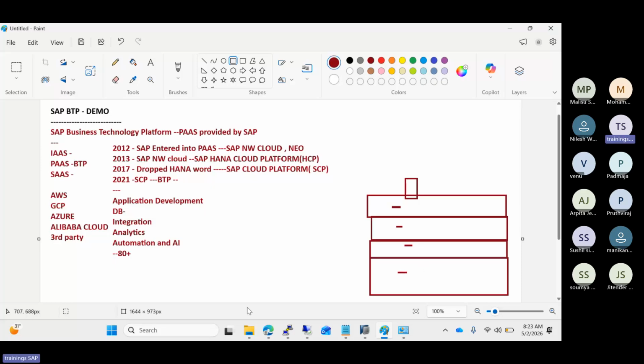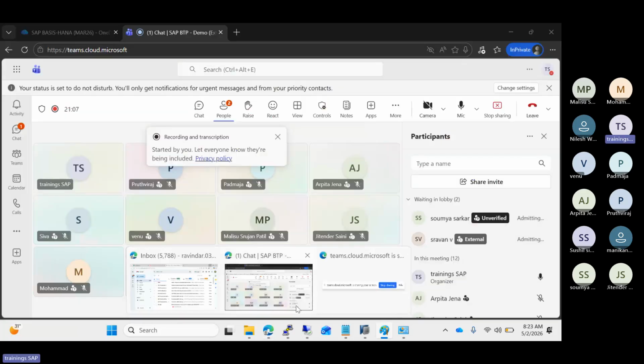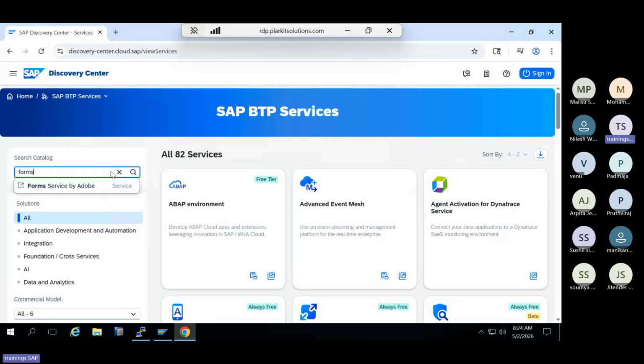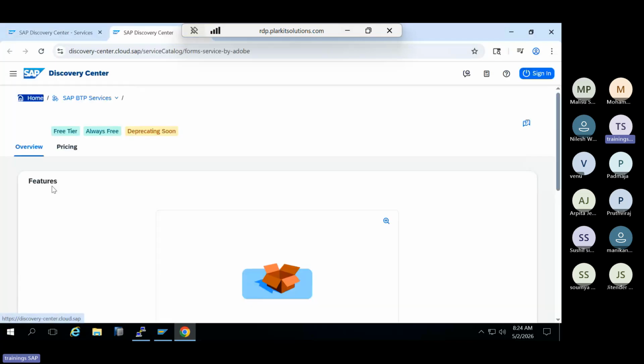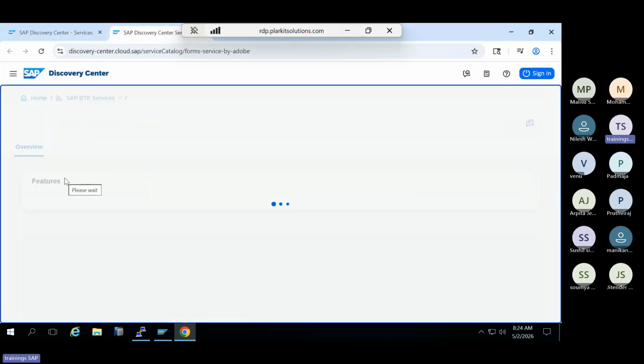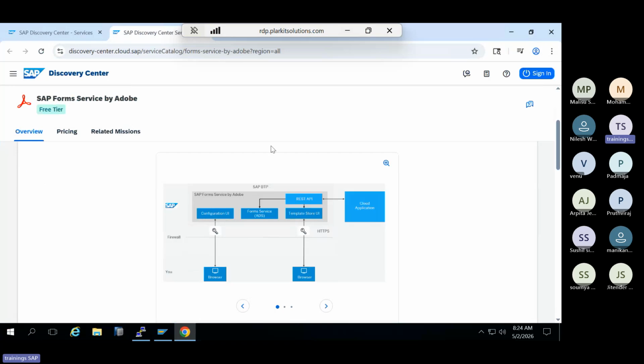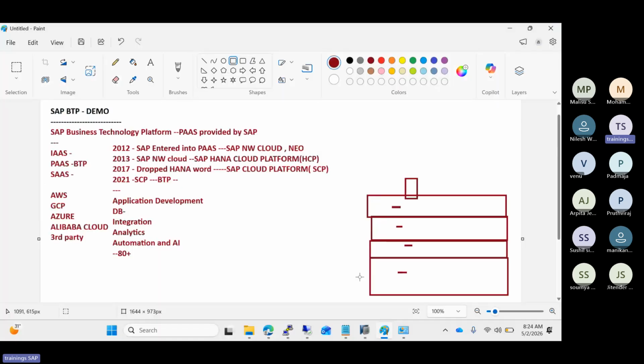But if you do the same kind of functionalities in the BTP, you just take the Adobe form service in the BTP, so that you can start using it directly for the business logic side. It provides the same functionalities as ADS. So here we minimize the hardware, multiple licenses, software and hardware maintenance. Directly you subscribe to this service and start using the ADS services for printing purposes and everything.